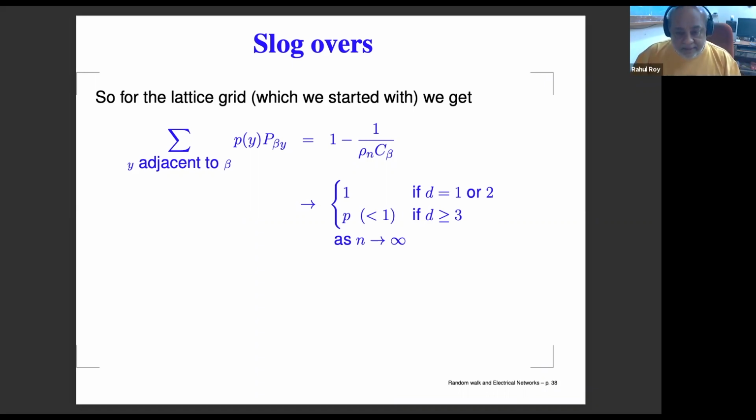So what does this say? This says that if you start from, let's say, the origin, the probability of returning to the origin is 1 if you're walking in either 1 dimension, which is a line, or in 2 dimensions. And starting from the origin, in higher dimensions there's a positive probability, which is 1 minus p, that you never return to the origin.